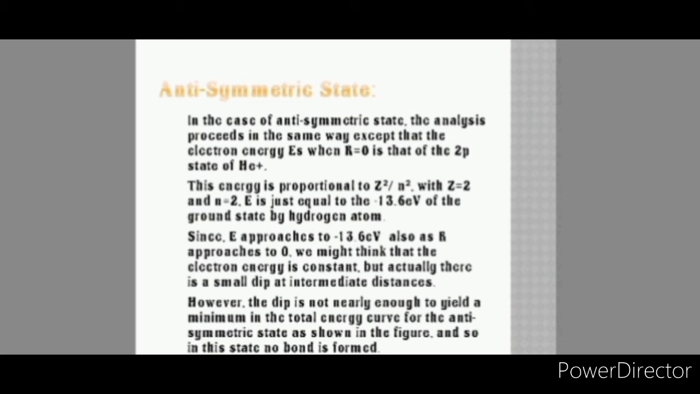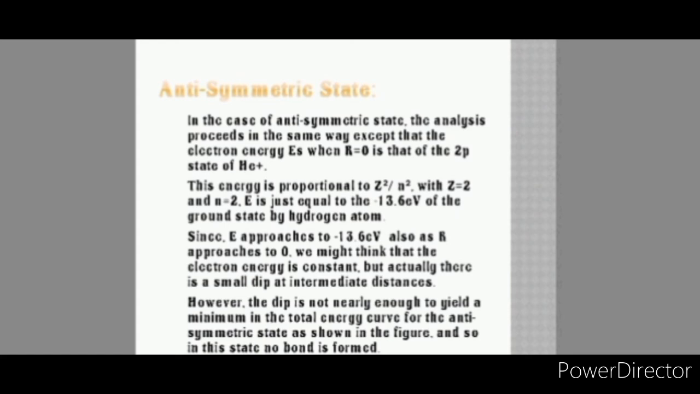However, the dip is not nearly enough to yield a minimum in the total energy curve for the antisymmetric state, as is shown clearly in the figure. So that's why we say that in this state no bond is formed. From the antisymmetric state, we conclude that there is no bond formation when r is approaching infinity, because when r is approaching infinity, there is no probability of finding the electron between the protons.